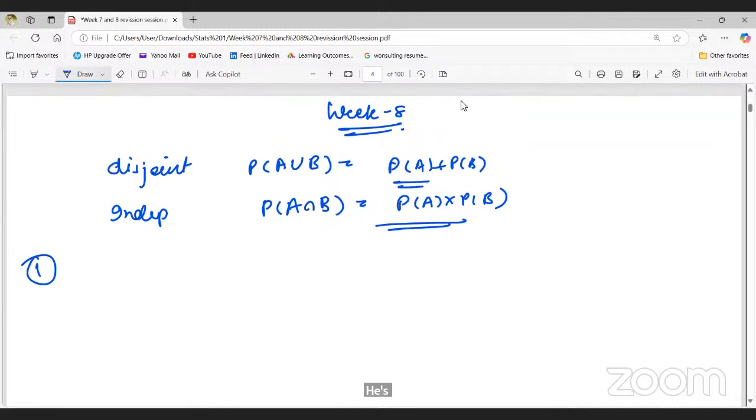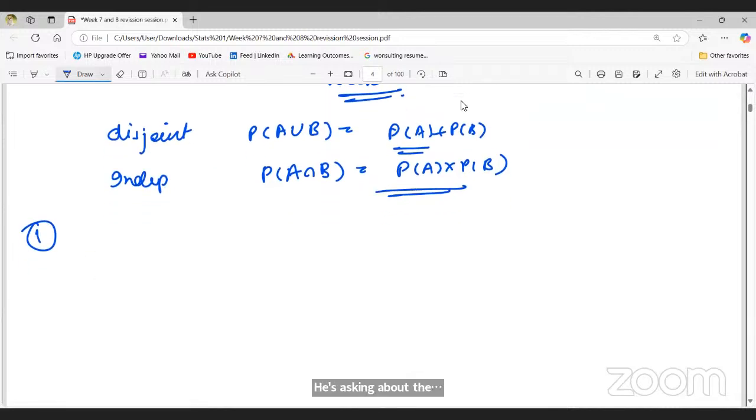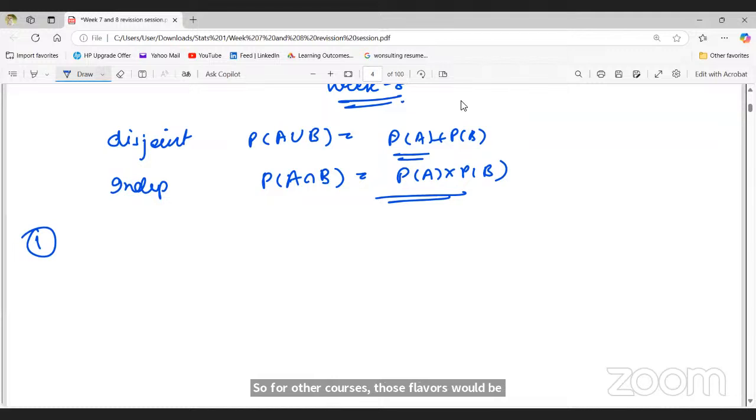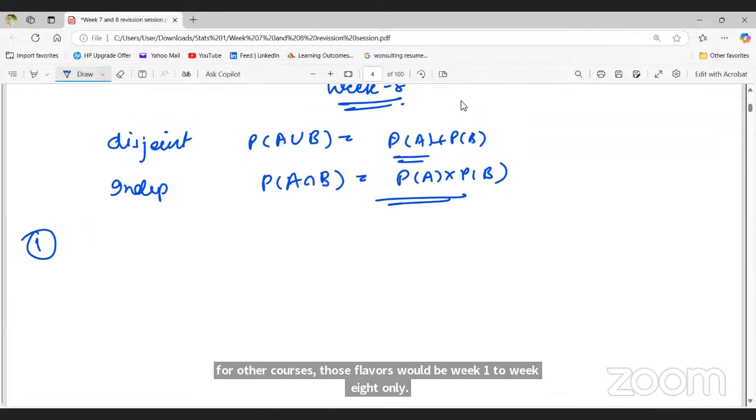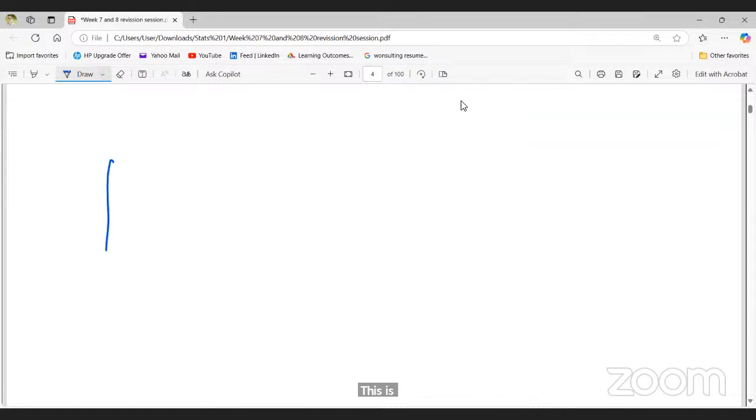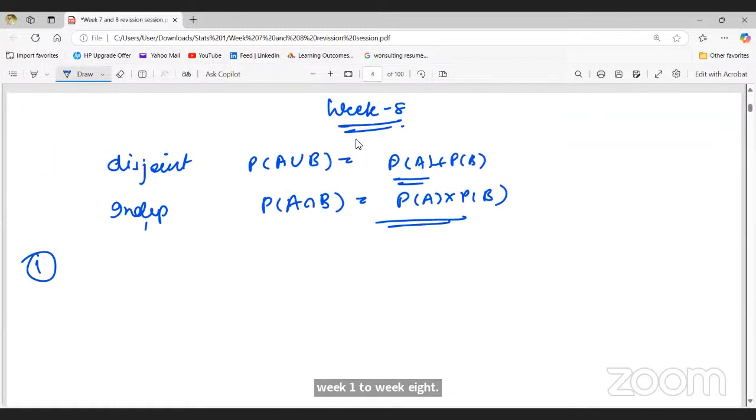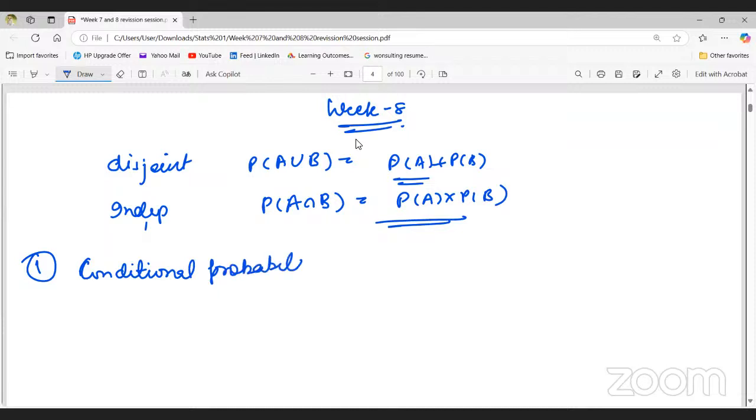For other courses, the syllabus would be week 1 to week 8 only. This is something they changed in this term only, that the syllabus of statistics is week 5 to week 8. Otherwise, it is week 1 to week 8. So just to confirm, only statistics is week 5 to week 8, and all other subjects are week 1 to week 8. Yes, most probably. But statistics for sure is week 5 to week 8, ma'am? Yes, it is for sure.